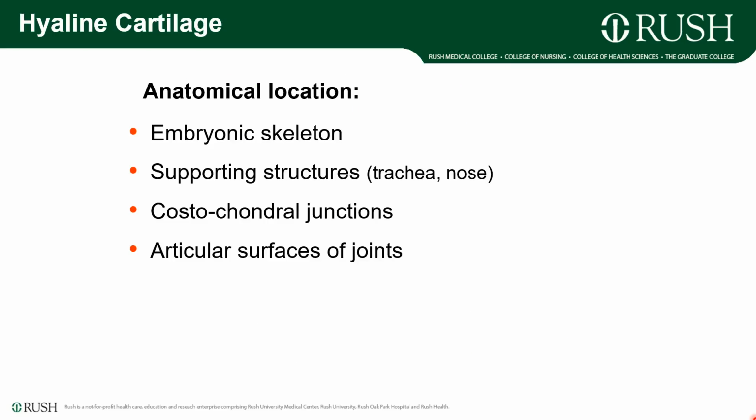The first type of cartilage, hyaline cartilage, can anatomically be found in the embryonic skeleton, and it also acts as a supporting structure in the trachea and the nose. It's also seen in the costochondral junctions in the ribs. But most importantly, it covers the articulating surfaces of joints, and that is where we will be focusing later on.